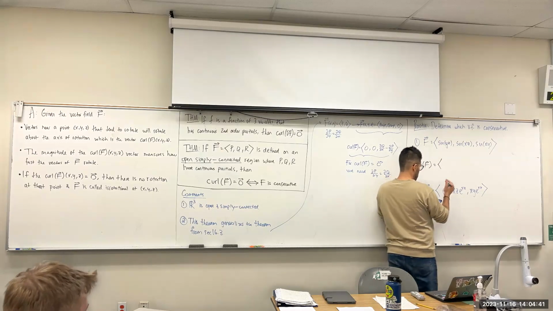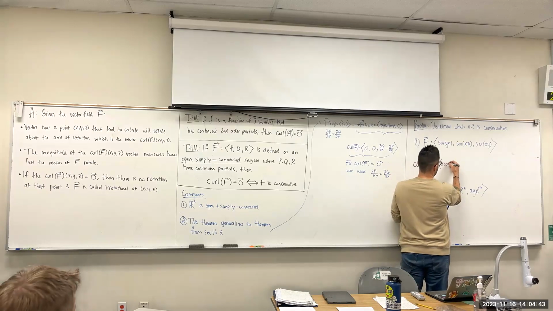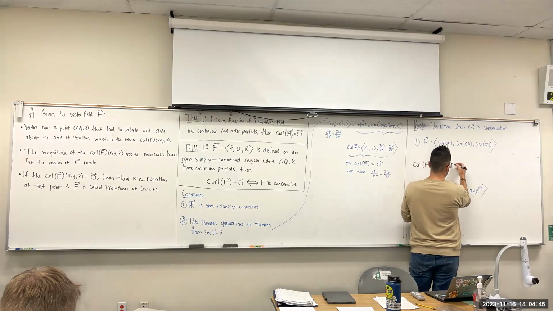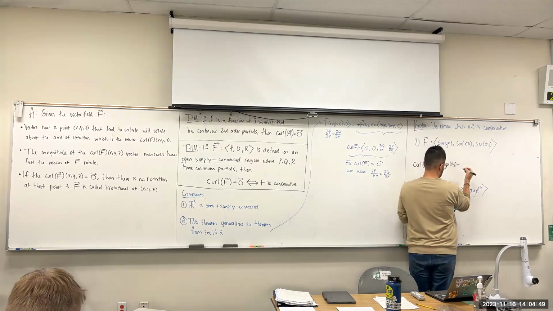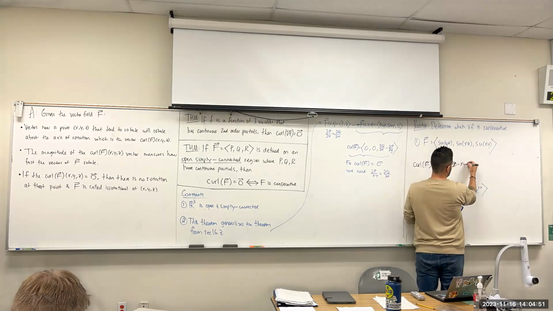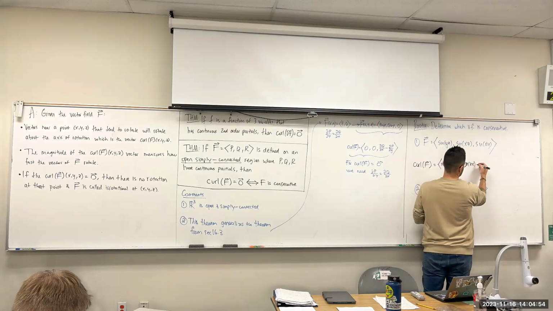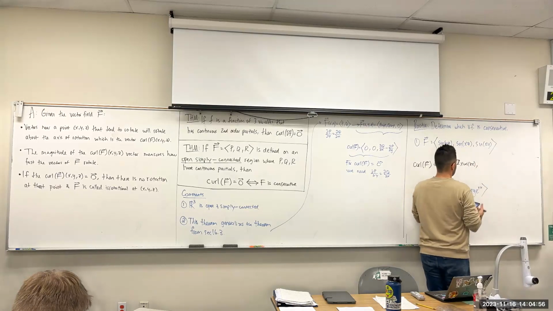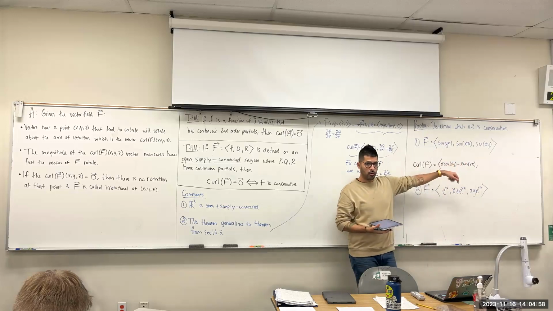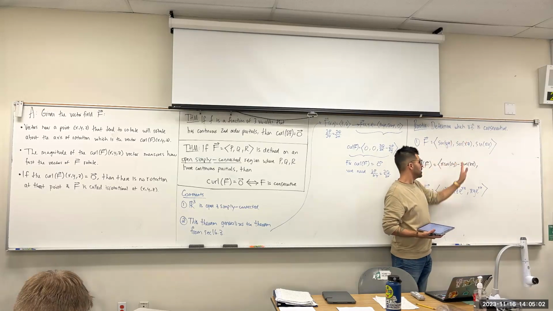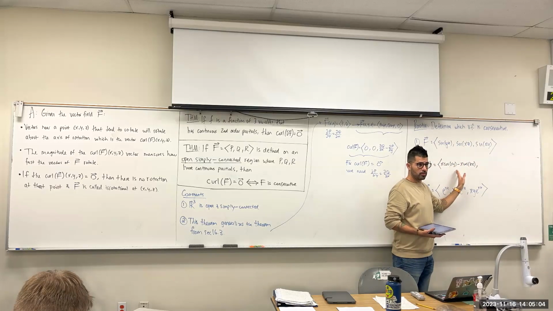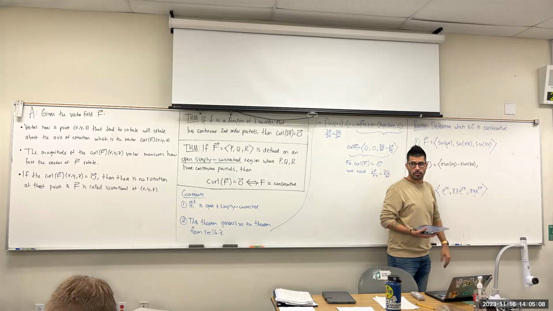x cosine xy, minus ... dx. Let's say you're working this out, say it's on the homework or in class, and you want to check if it's conservative. Immediately, do you know this is going to give you the zero vector? You could just stop right there and say it's not conservative.